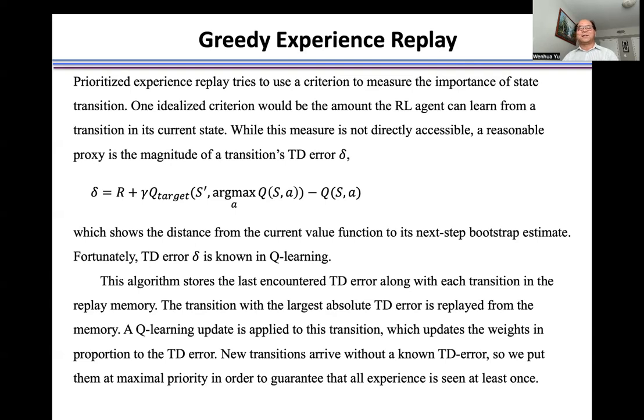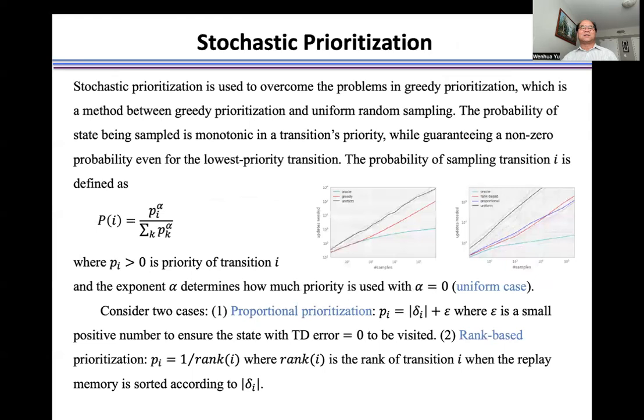convergence performance. However, if we use this greedy experience replay, at every iteration we need to scan the transitions and find the transition with the maximum TD error. That's time consuming. That's why we introduce the second advanced experience replay method. It's called stochastic prioritization. This method is between the greedy method and the uniform method.